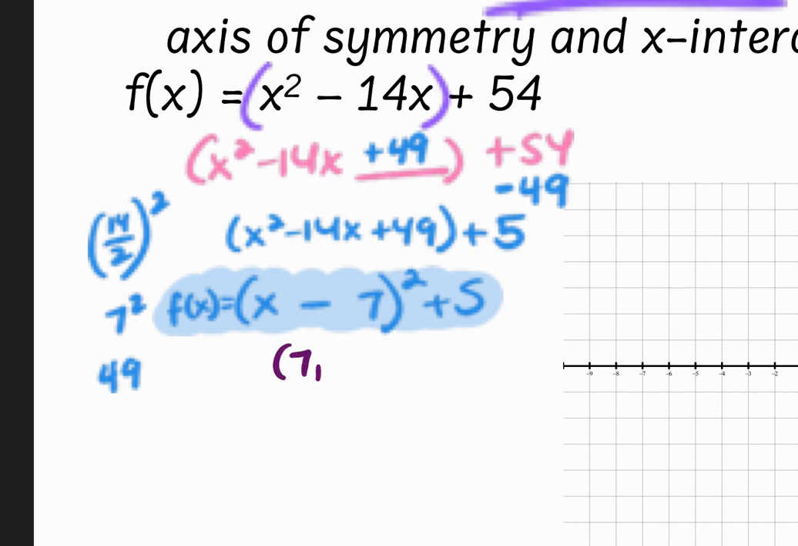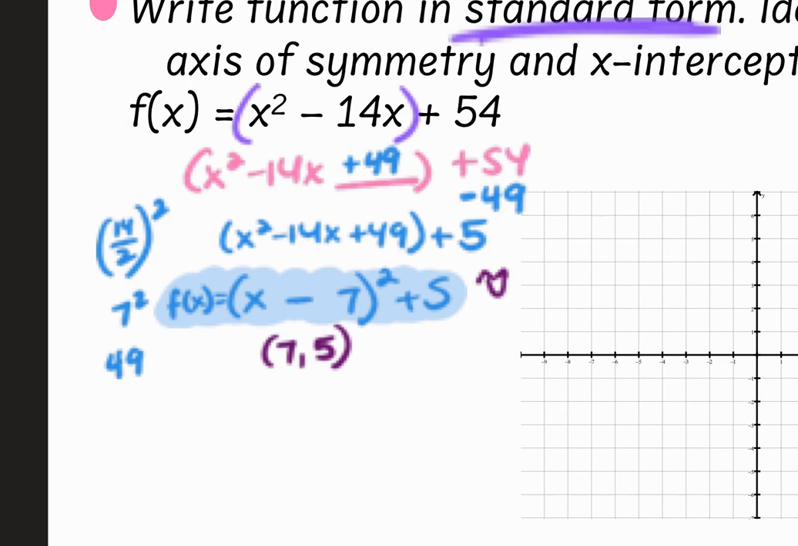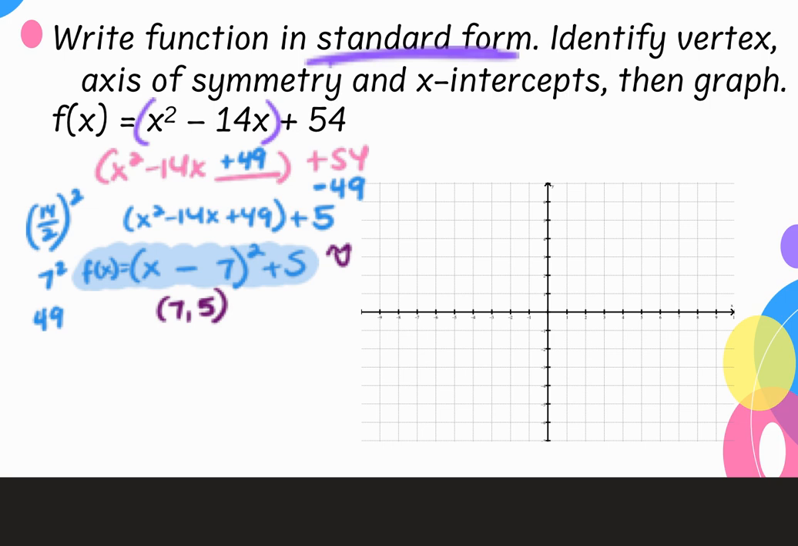Good. It's right 7 and up 5. So there's my vertex. Which way does it face? Up, okay? Because it's a positive a. So if I just started with that information, right 7, up 5, I know it points up. So I don't know right now exactly where I'm going, but I'm going somewhere like that, right?